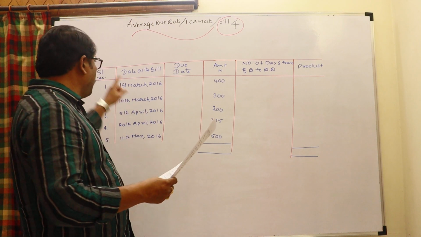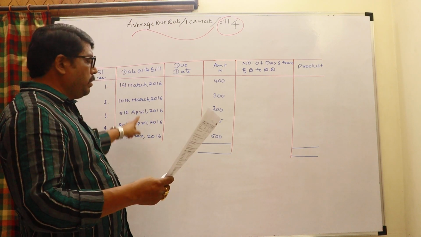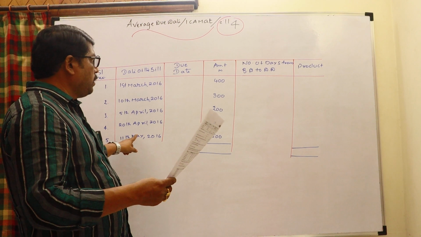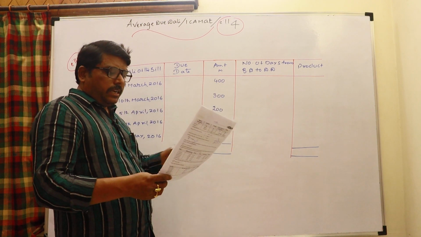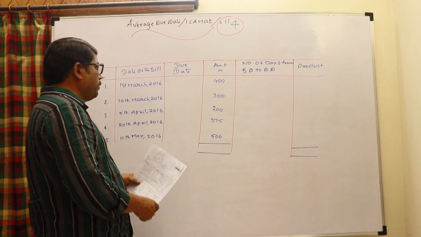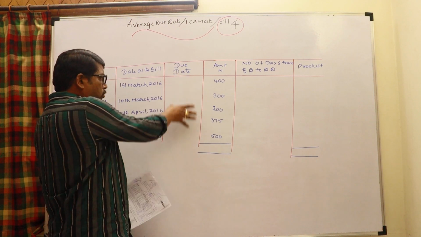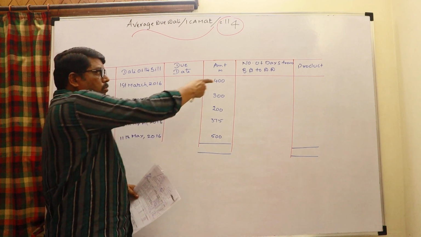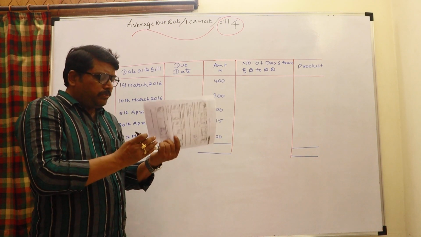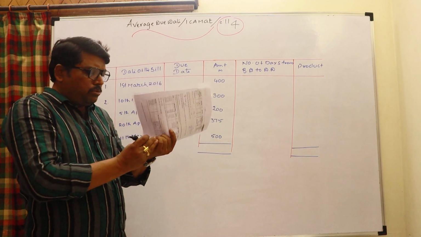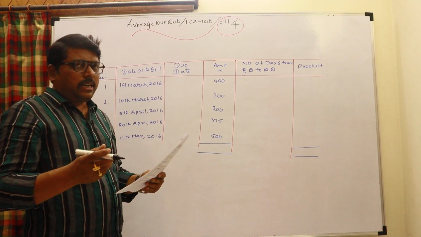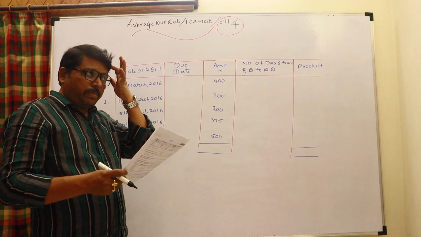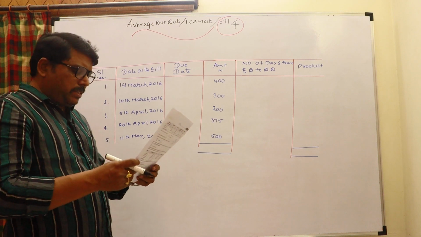The serial number is already given, the date of the bill drawn and the amount also. Let us consider the term and, by considering the term, find out the due date. We can select one date as a base date and take the number of days from the base date to each due date. Then we can find the products and work out the average due date in the simplest manner.